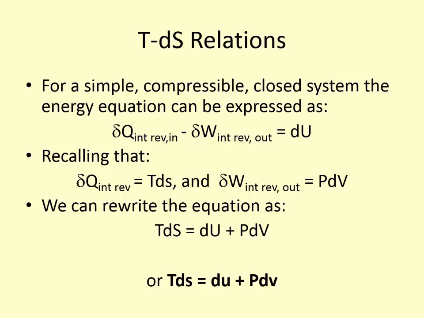It allows us to express properties in terms of other properties. It also gives us a relationship that can be integrated in terms of T and the other property values. T dS equals dU plus P dV is called the first Gibbs equation. This is an important one to note and remember.